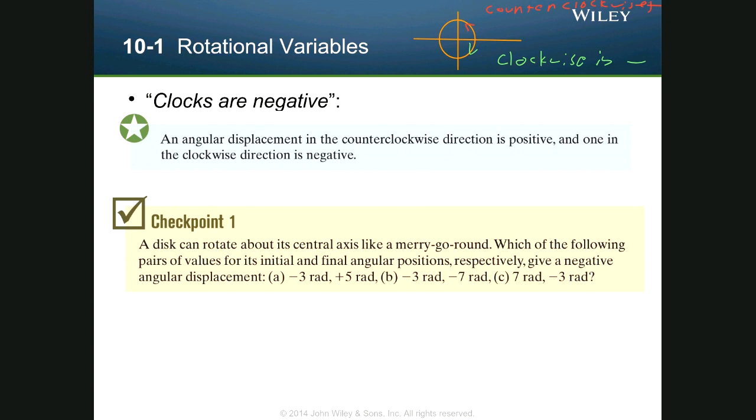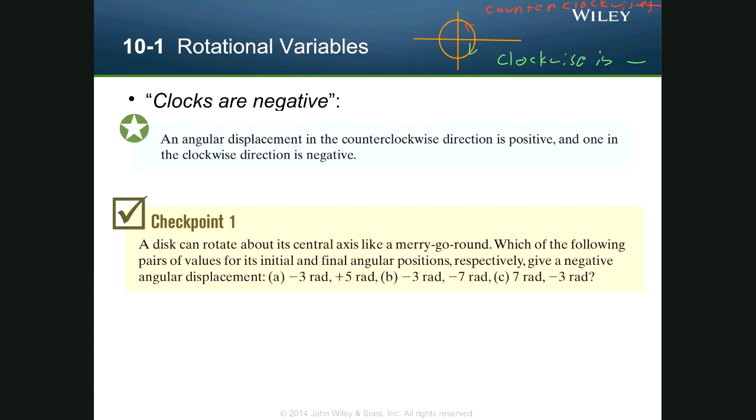Now let's do a simple little check here, a little checkpoint. A disk can rotate about its central axis like a merry-go-round, right, or a carousel. Which of the following pairs of values, for its initial and final positions respectively, so that means this is initial and this is final, will give a negative angular displacement? All right. So I'll do A with you, and you can hopefully do the rest.